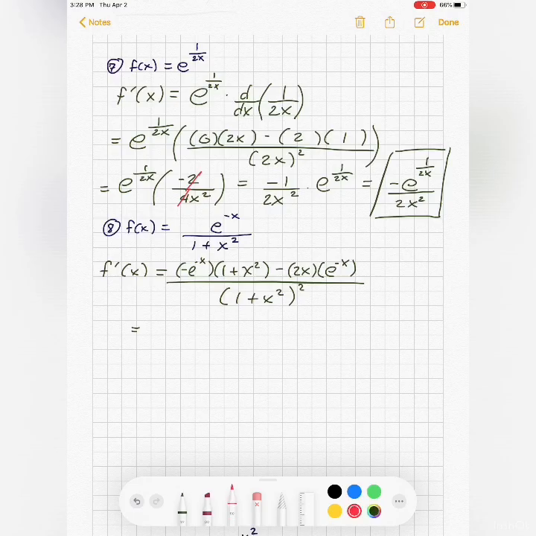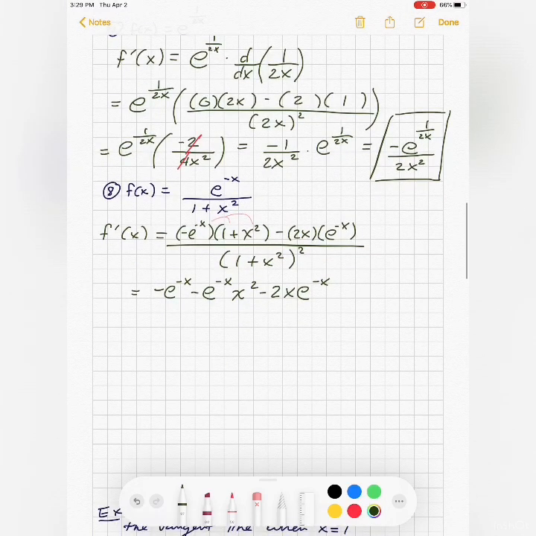I guess I'll distribute. So I've got negative e to the negative x minus e to the negative x squared minus 2x e to the negative x. Okay, I can do with that, I guess.